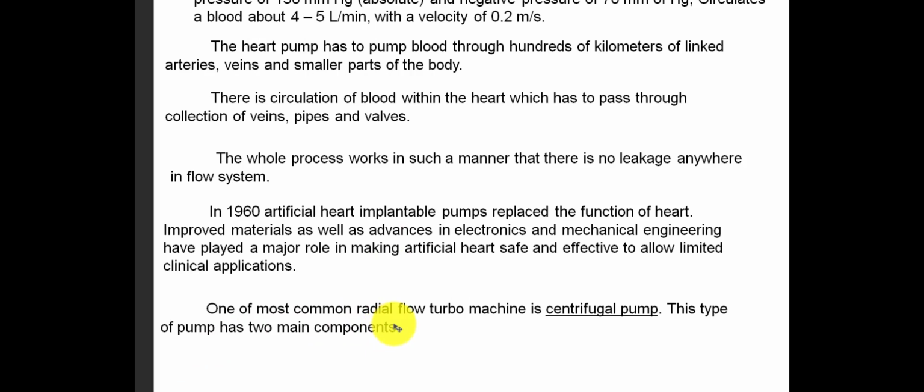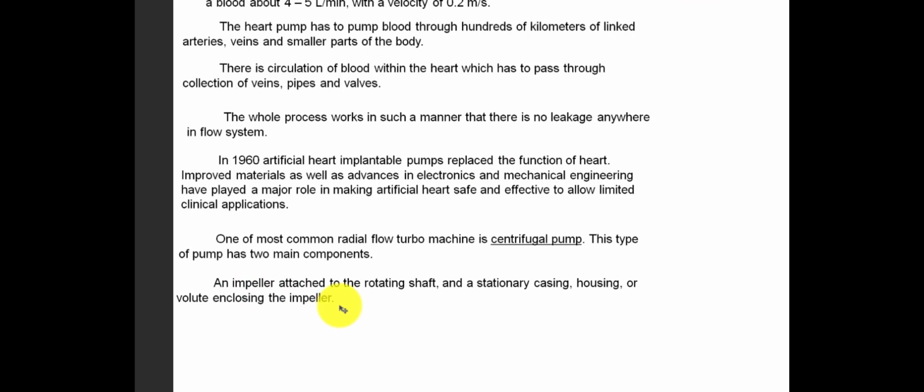Now, one of the most common radial flow turbo machines is the centrifugal pump. So this type of pump has two main components. Okay, an impeller attached to the rotating shaft and a stationary casing, housing, or a volute enclosing the impeller.